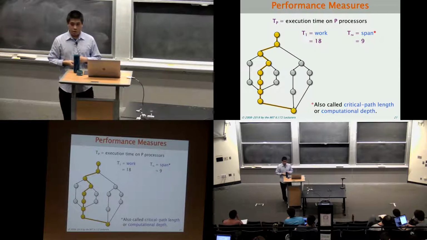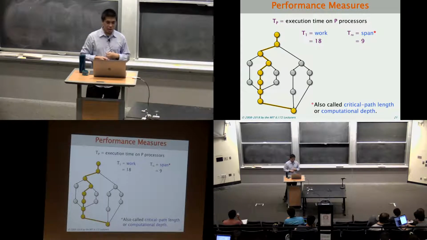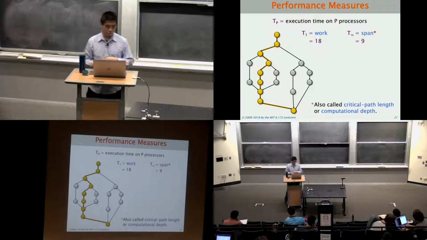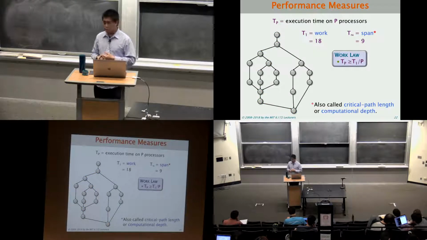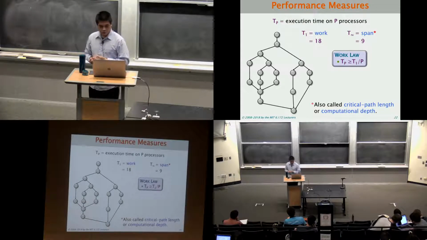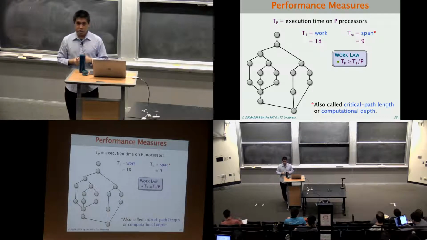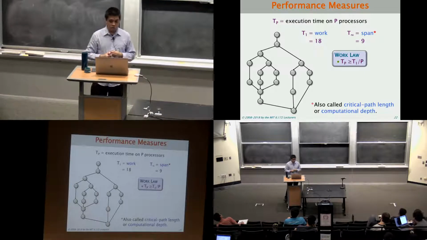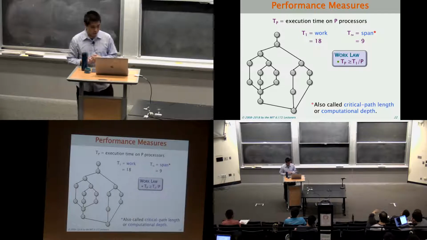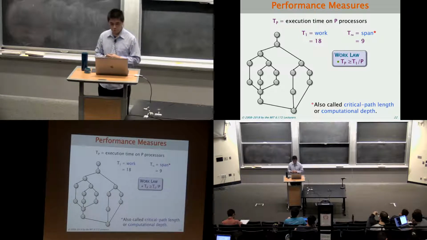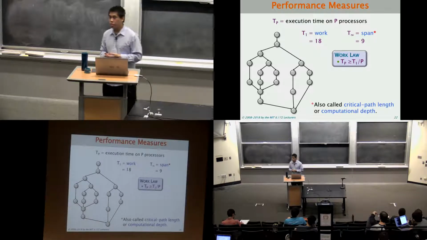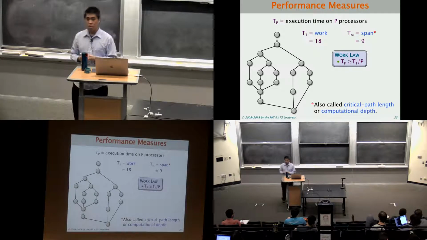We call this T of infinity because that's the execution time of this program if you had an infinite number of processors. So there are 2 laws that are going to relate these quantities. The work law says that T sub p is greater than or equal to T sub 1 divided by p. So the execution time on P processors has to be greater than or equal to the work of the program divided by the number of processors you have. Does anyone see why the work law is true?